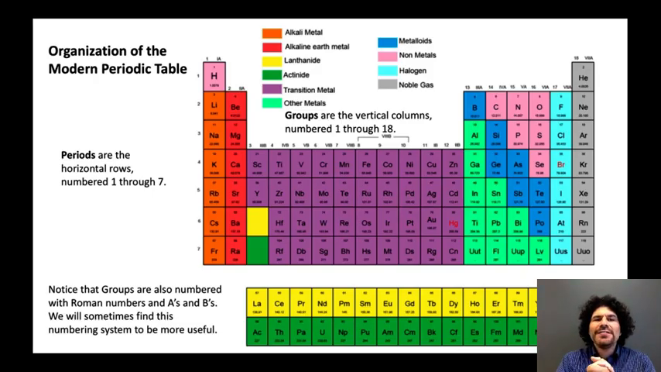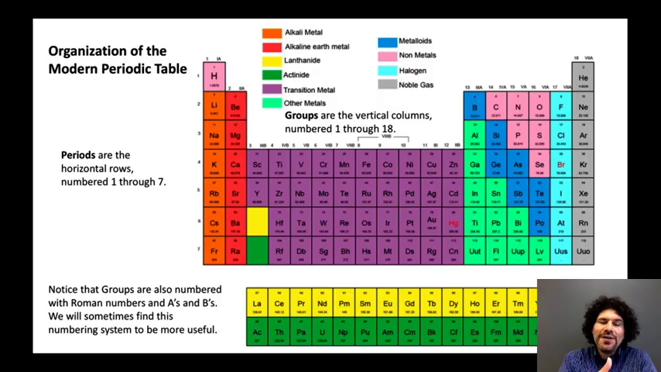So the elements in pink are the true nonmetals: hydrogen, carbon, nitrogen, oxygen, phosphorus, sulfur, selenium. There are other nonmetals, but they have more specific names. Specifically, group 17 is also called the halogens, and group 18 is also called the noble gases. Then on the left side of the periodic table, you have a lot of the metals.